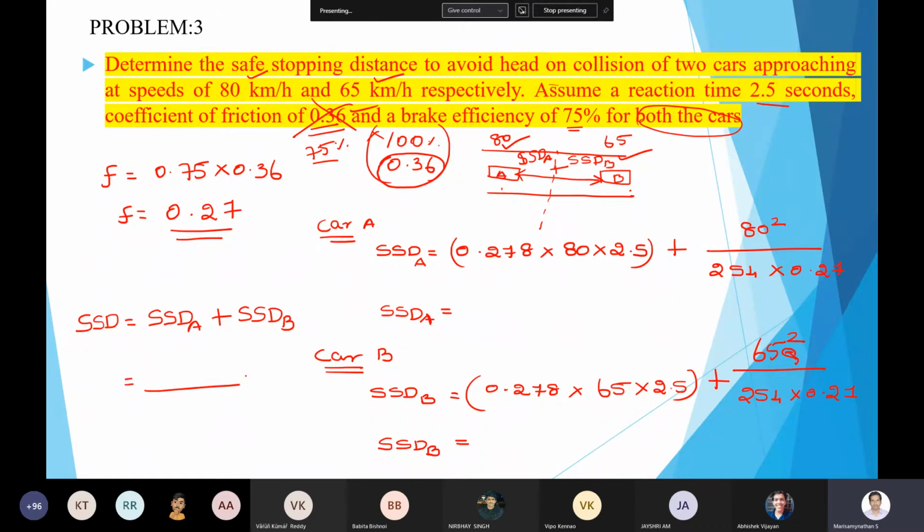And what is the total? That is the stopping sight distance. What is the value you are getting for vehicle A?